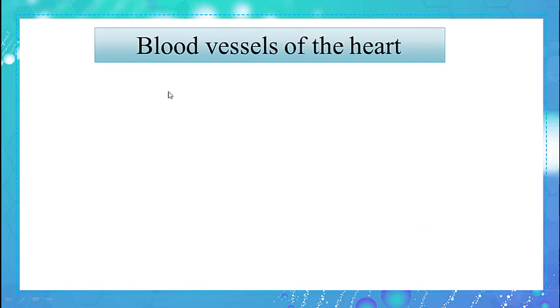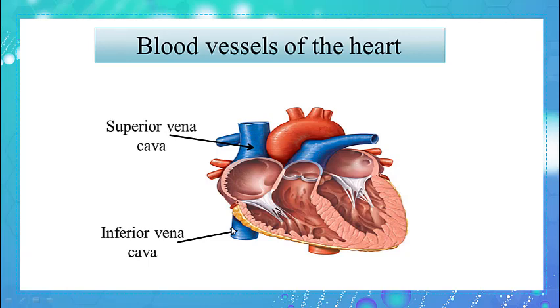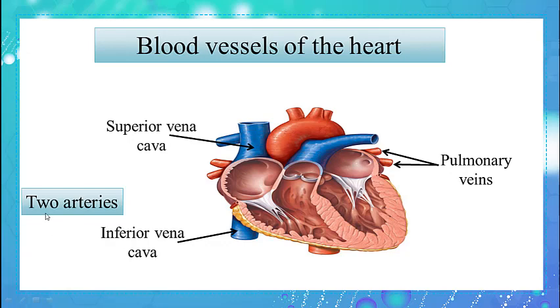The chambers of the heart are connected to 2 types of blood vessels. So in the heart we have 2 veins connected to the upper chambers, connected to the auricles. We have the superior vena cava and inferior vena cava connected to the right auricle. And we have the pulmonary veins connected to the left auricle. The second type of blood vessels, the arteries, we have 2 arteries. The pulmonary artery connected to the right ventricle and the aorta.